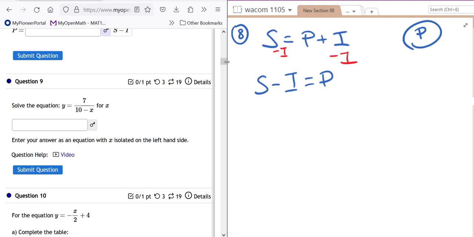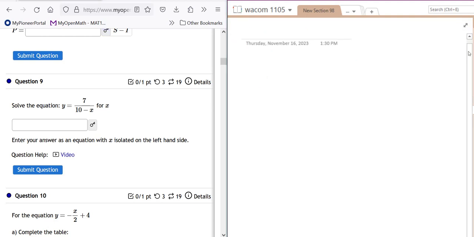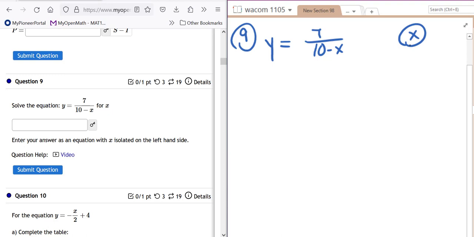This next one is a more recent one, but it is still a formula. So we'll go ahead and do it. So we have y equals 7 over 10 minus x. We're solving for x. So first thing is you have to get it out of the denominator. So we're going to have to multiply on both sides by the common denominator, 10 minus x.